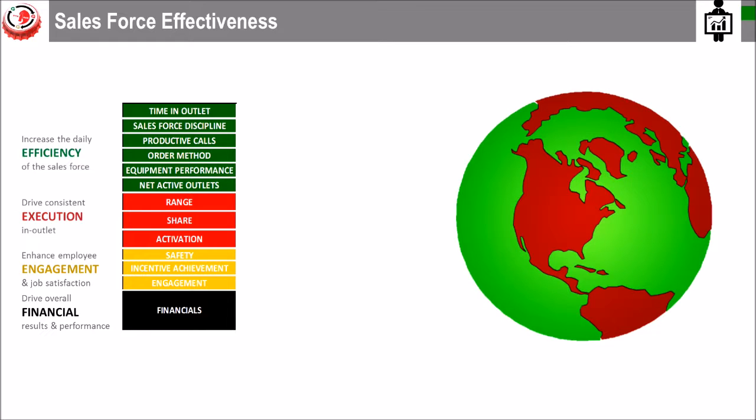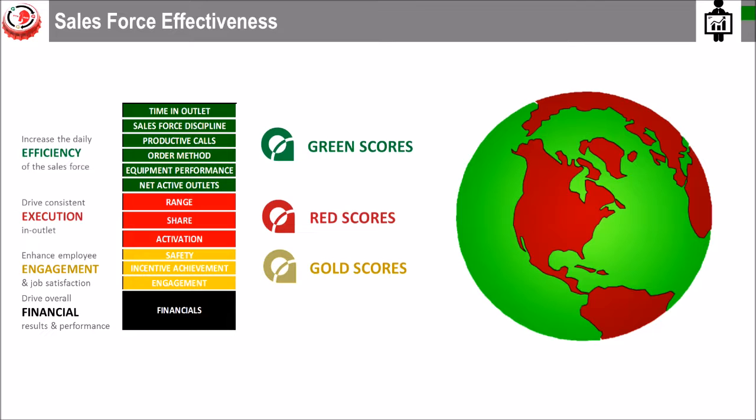Efficiency is represented by the green scores. Execution is calculated as the red score. Engagement is your gold scores, and fittingly, financials are represented by black scores, as we strive to ensure our volume and profitability is always in the black.